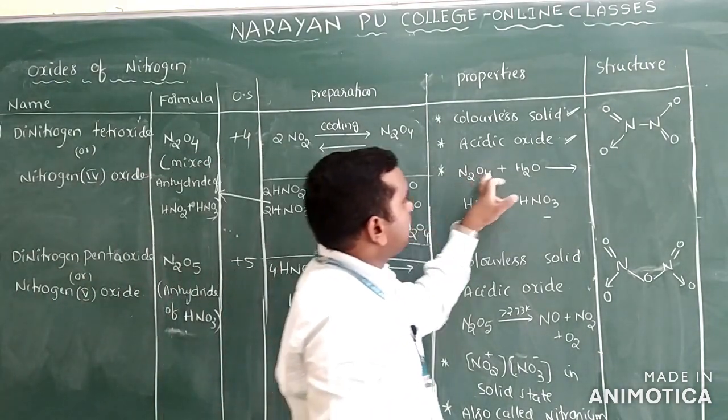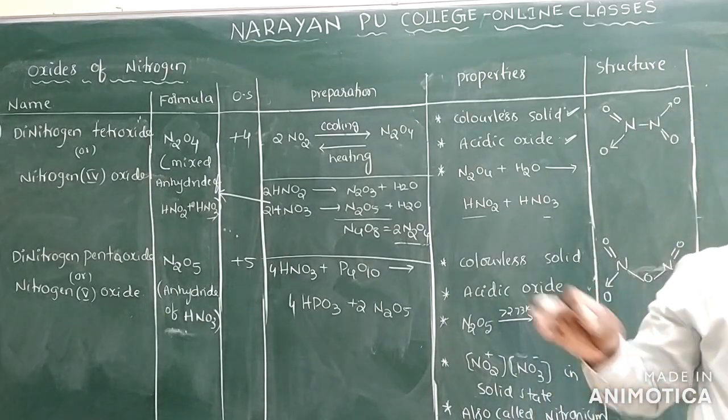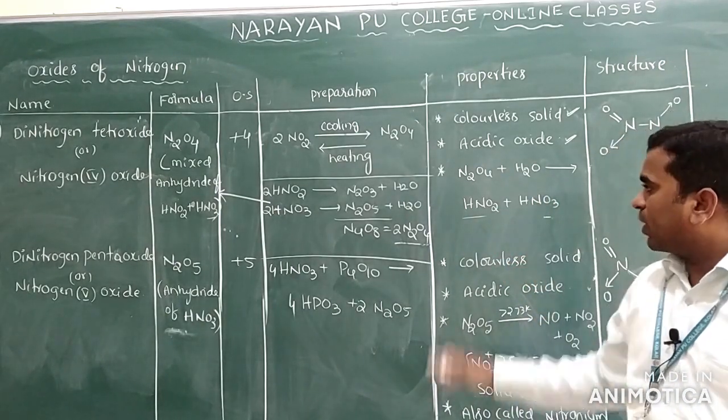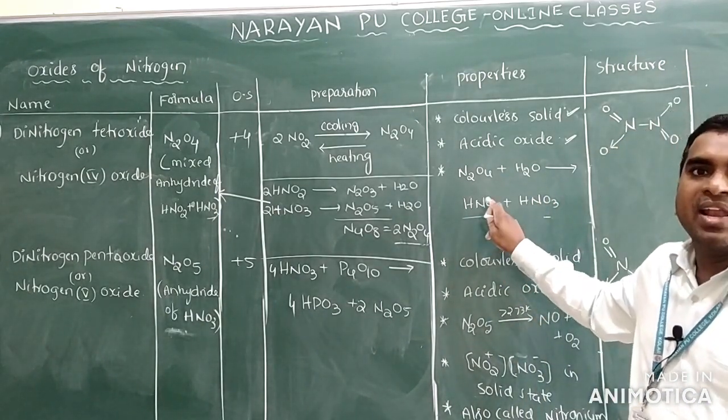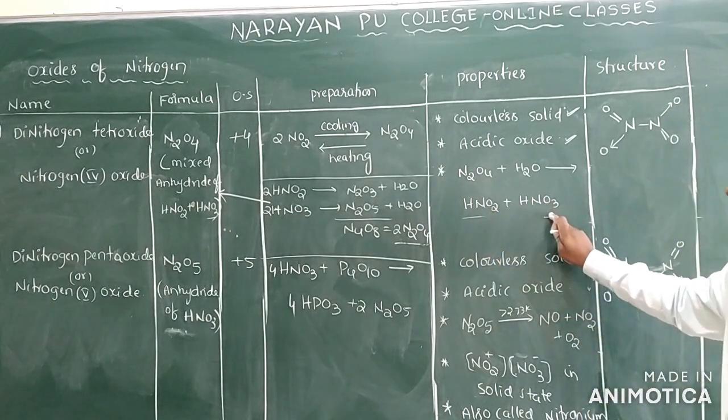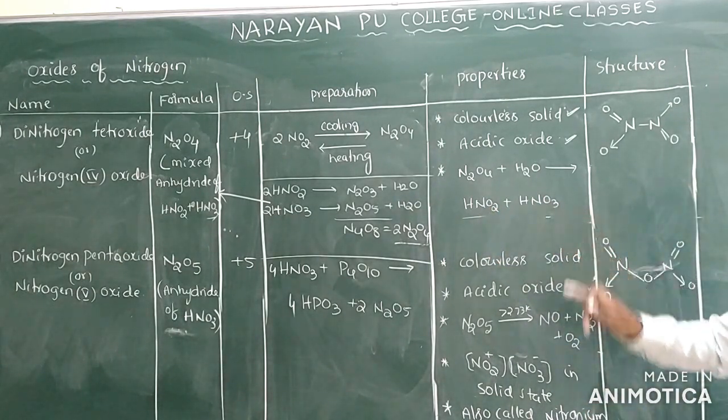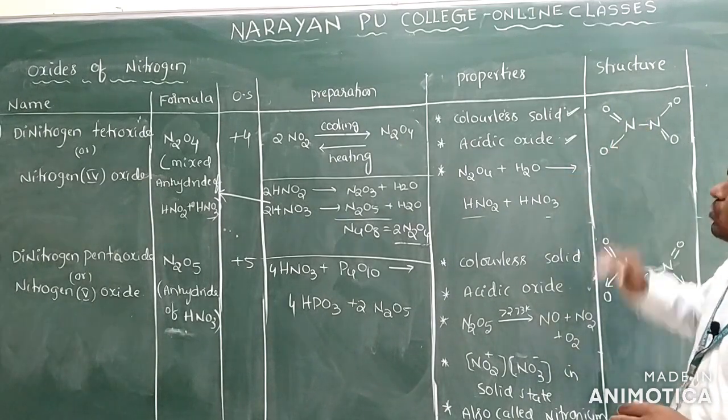Clear? So if you add water to N2O4, what will you get as the products here? Nitrous acid and nitric acid. Clear? So next one is structure.